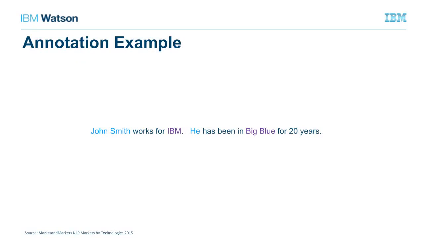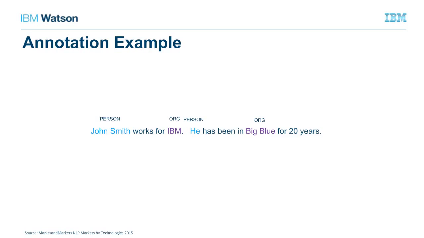So let's have a look at an example of how fundamentally Watson is able to use an annotator to do exactly that. So in that text, you can see that Watson would be able to find spans of text such as John Smith, IBM, he, and Big Blue. They are mentions of what are called entities, and each one of those entities has an entity type. So for example, John Smith is a mention of the entity type person, and IBM is a mention of the entity type organization.